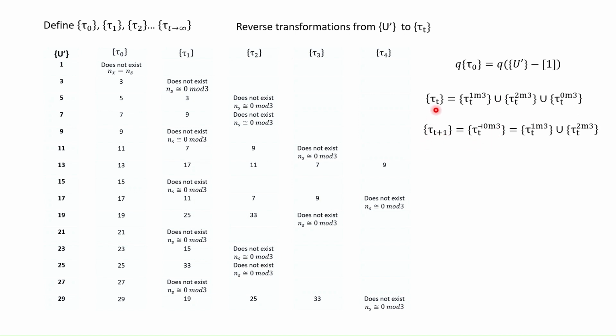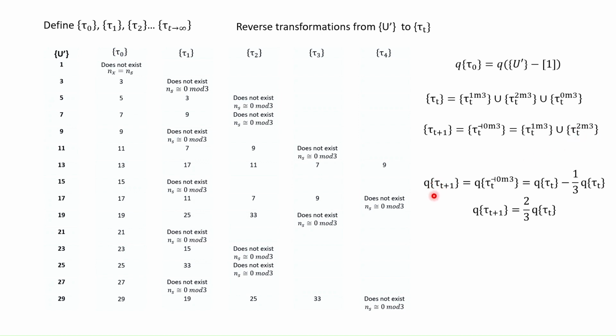Now if we are to expand from tau sub t to tau sub t plus 1, that means any element that falls in this category cannot be expanded. So tau sub t plus 1 is equal to tau sub t not 0 mod 3. So the number cannot be 0 mod 3, and the example describes how we have removed them. So tau sub t plus 1 is equal to tau sub t for 1 mod 3 and 2 mod 3. It's a union of these two sets.